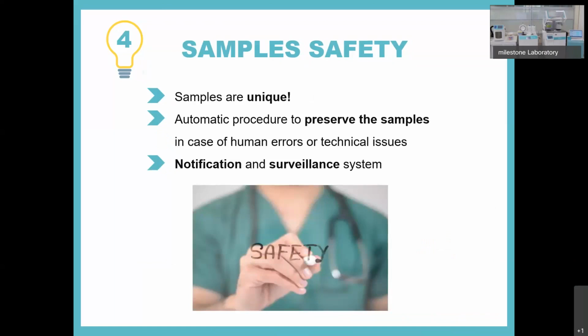Number 4, safety is not only for the user, but also for the specimens. The samples are unique and not repeatable. This is certainly a fundamental aspect. Your tissue processor must have automatic procedures that keep the sample safe in case of electrical faults during the processing. Prevent technical failures or human errors that could have a negative effect on the sample. It's also important to have an automatic notification system that alerts the operator of what is happening.